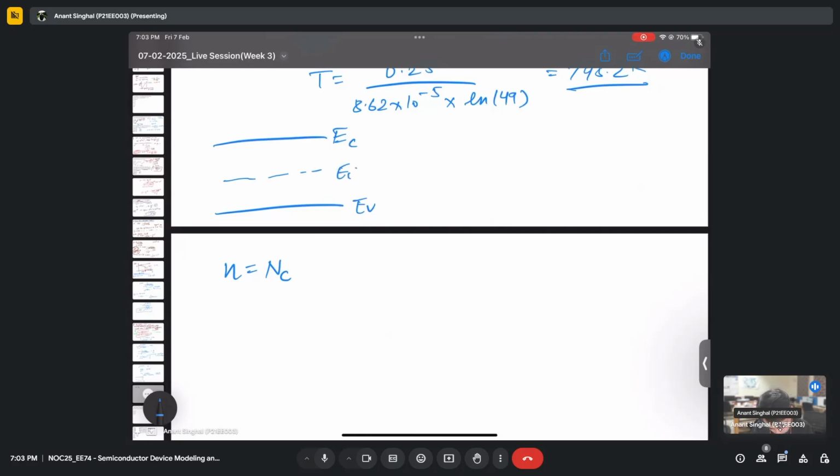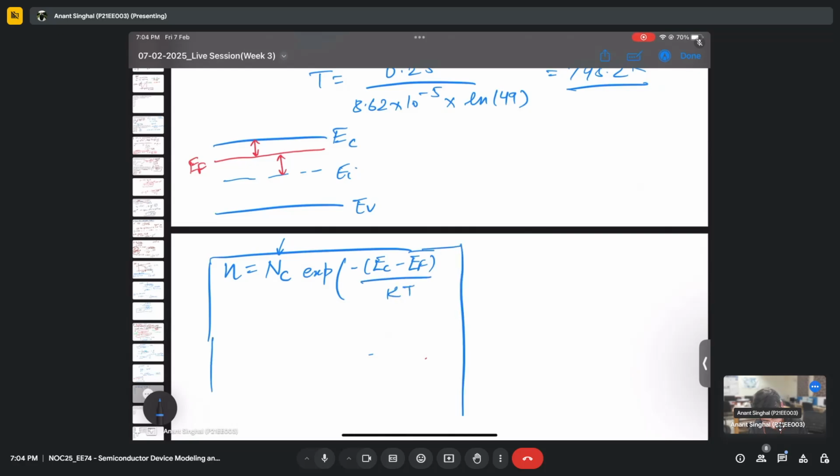Let's say I talk about an n-type semiconductor. We have established that the Fermi level is close to the conduction band. Now there are two things here: one is EF minus EC and one is EF minus EI. Based upon these differences we can calculate the value of the concentration. The first formula, in terms of the effective density of states NC, is N equals NC exponential of minus EC minus EF over KT. The second is N equals Ni exponential of EF minus EI over KT.